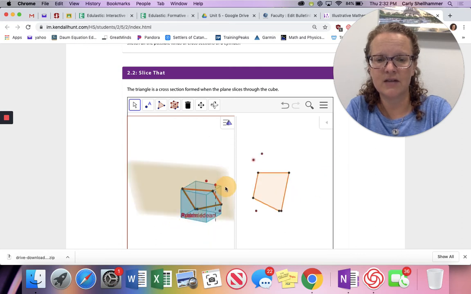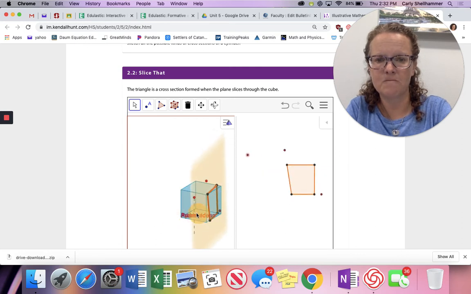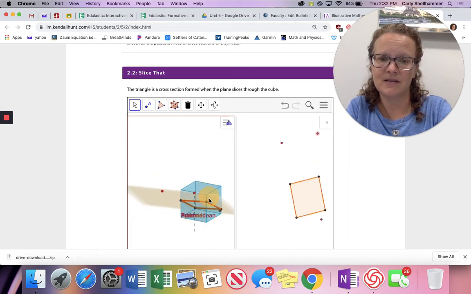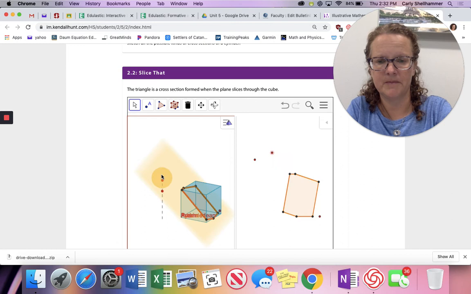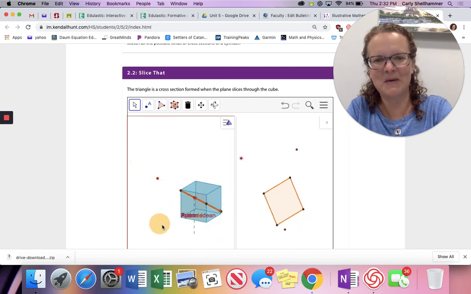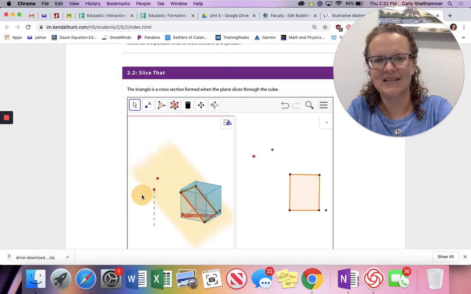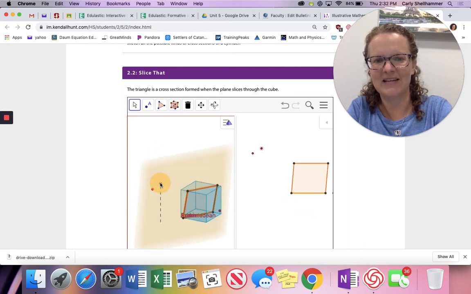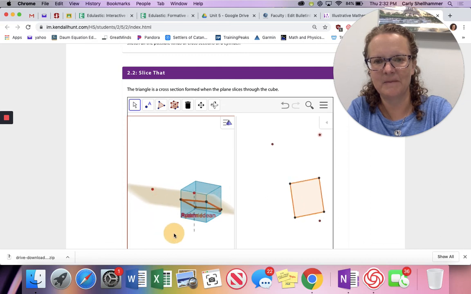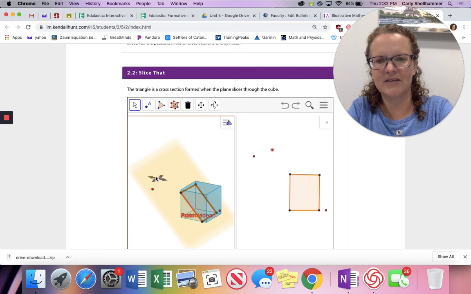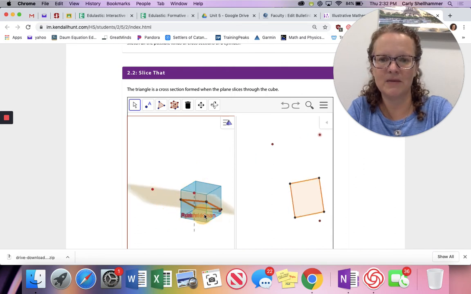Let's see if I can get a 3-sided one again. I'm not very good at this, am I? I just want to grab a corner and slice just a corner. It's not working. I almost had it. There's a nice little square. Let's reset it. It's not going to reset. Okay, I can move on. You guys can play with this one on your own.